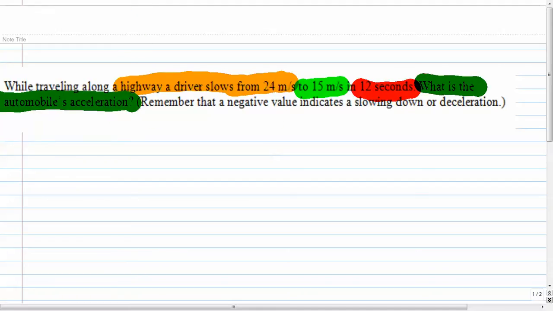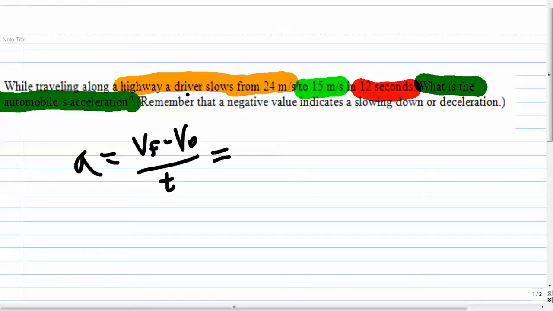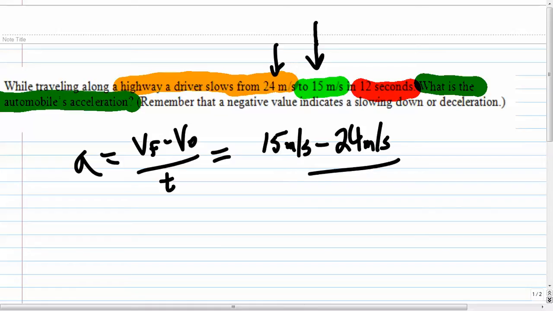So this one should be pretty straightforward. Might even be easier than the last one. So acceleration is VF minus VO over t. So between these two, which one was done last? Which one is the VF? Well, that would be this one right here, the 15 meters per second. And the original velocity was 24 meters per second, and the time was 12 seconds.